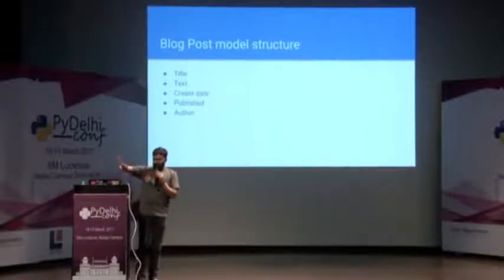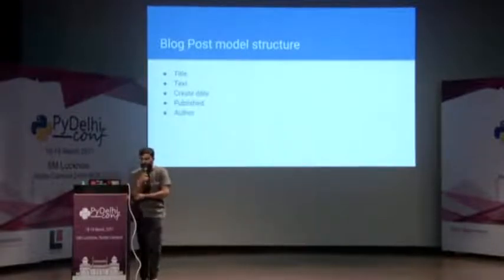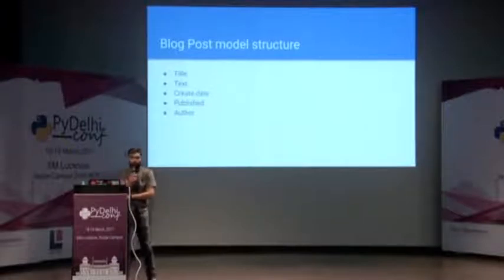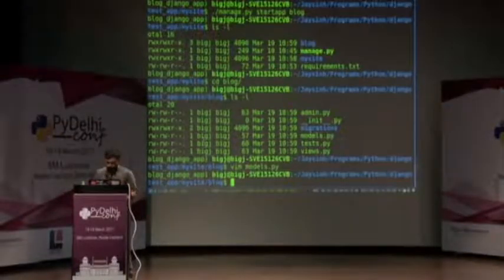As an assumption, a post will have these kinds of attributes: title, a text, which is the body of it, then a create date, when it was actually created. Published, whether it is published or not. Published means it will be available on your website; otherwise, it will not. Author, right? So number of authors, it's a relation part. So first, let us try to create a model for it.